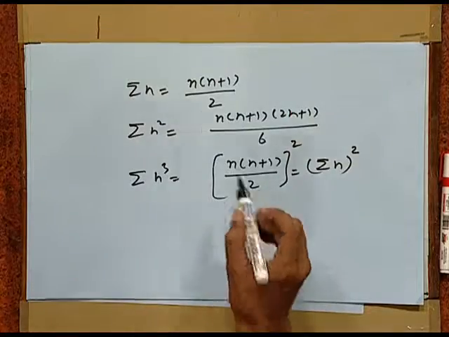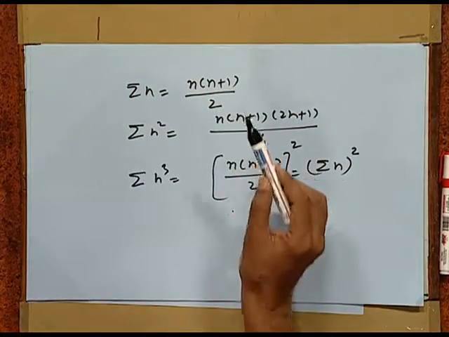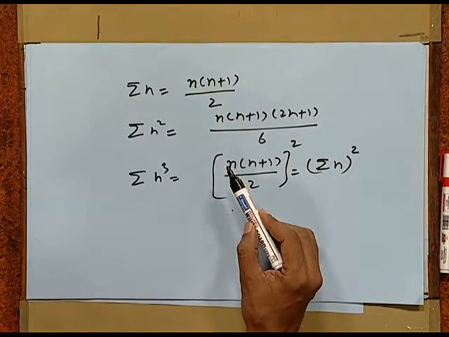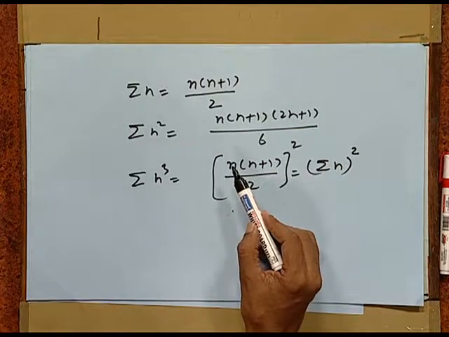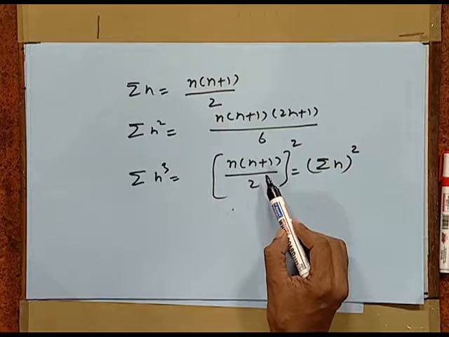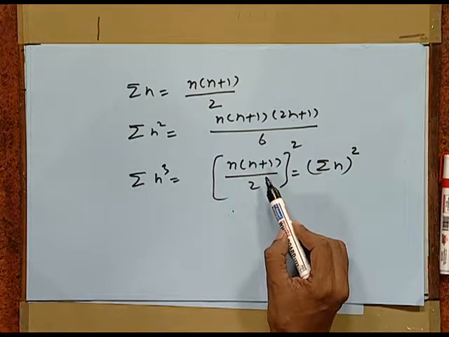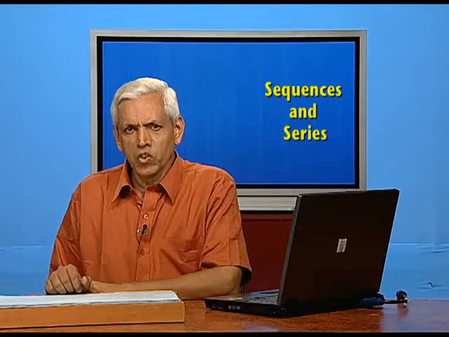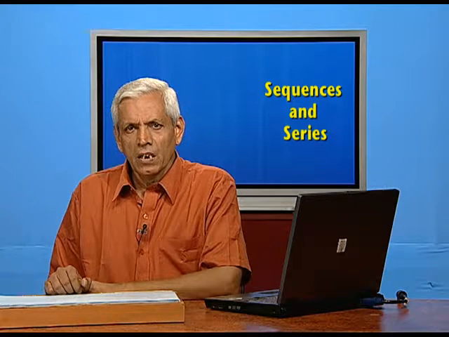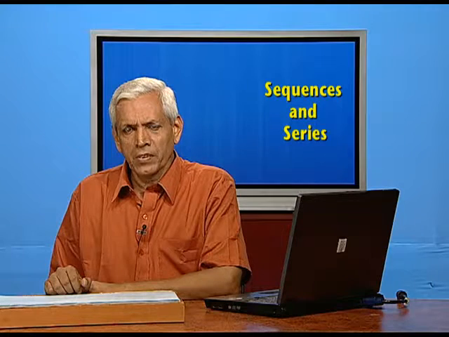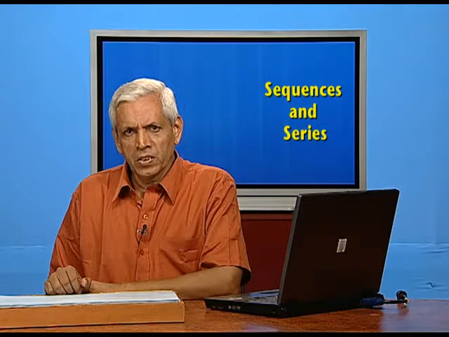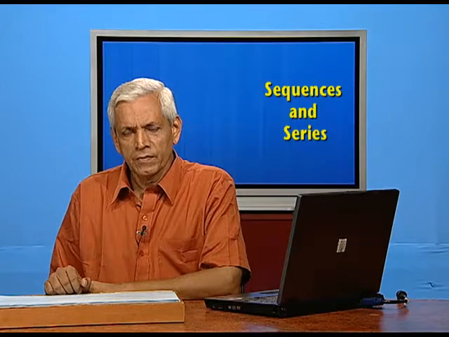Sigma n is n times n plus 1 by 2, sigma n square is n times n plus 1 times 2n plus 1 upon 6, and sigma n cube is equal to n times n plus 1 by 2 whole square, also equal to sigma n whole square. These 3 formulae are very useful for attacking any problems involving series which is prescribed in your syllabus. In our next episode, we will take up problems where this can be used. Thank you.